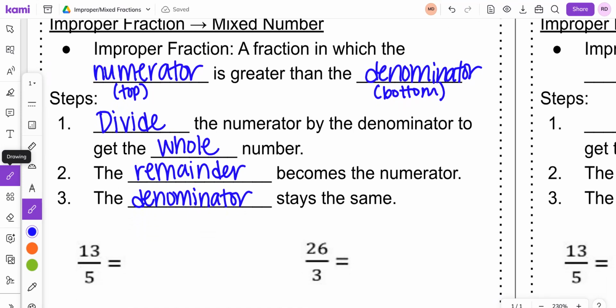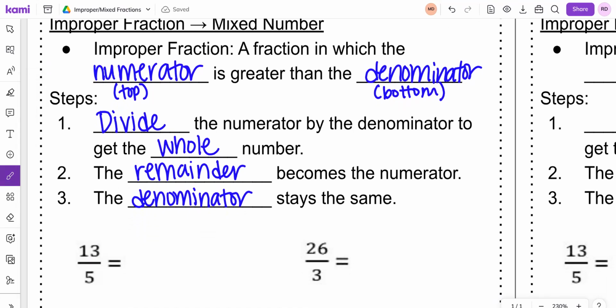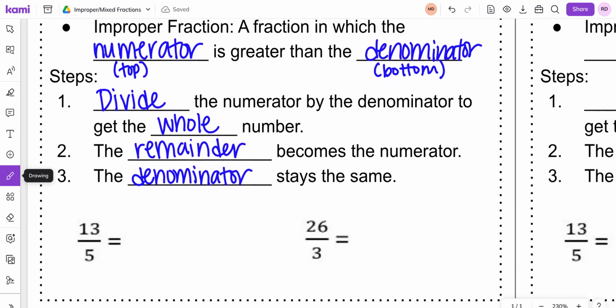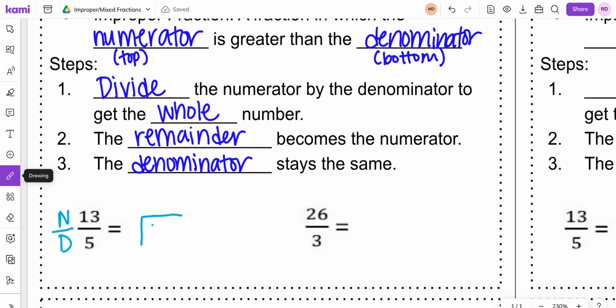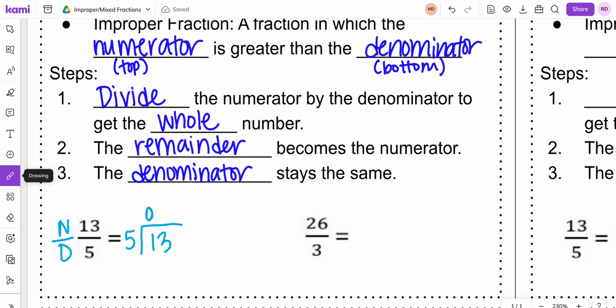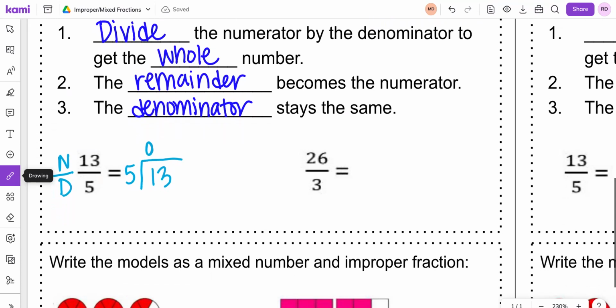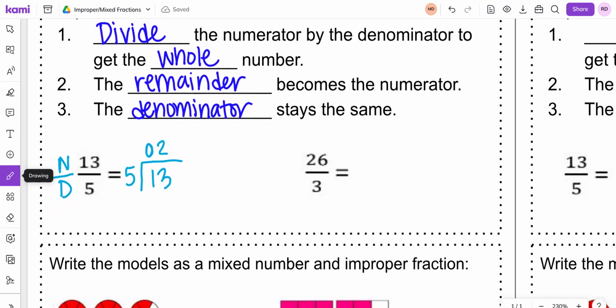So we're going to follow these 3 steps to do our math down here at the bottom. Just a reminder, your numerator is on top and your denominator is on the bottom. So step 1 says divide the numerator by the denominator. So that means in our division problem, we're going to put the numerator inside and we're going to put the denominator outside at the door. So our first question is how many 5s can go into 13? And the answer to that, I'm going to scroll this up a bit. The answer to that is 2 times. And 5 times 2 is 10. So we'll take away 10. And we're left with 3.